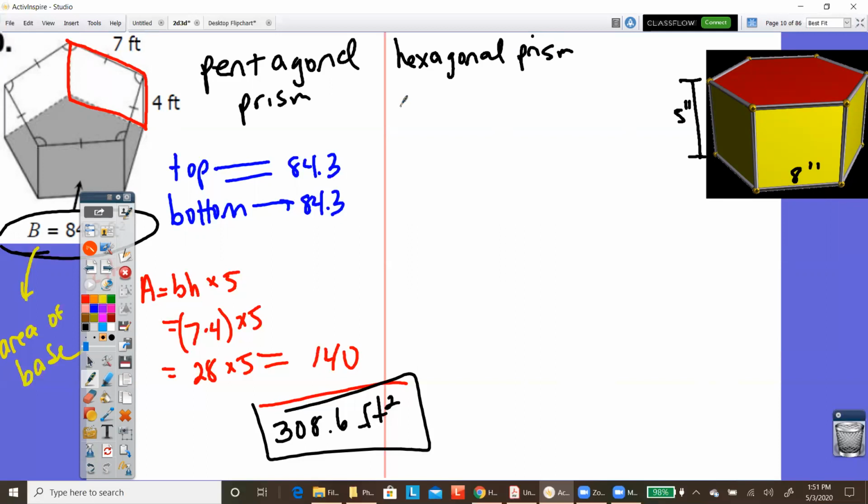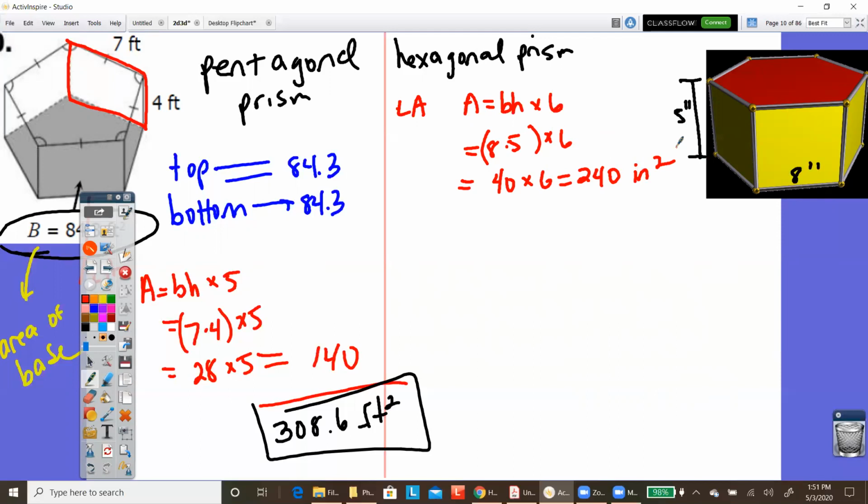So this time I'm going to start with the lateral area, only because it's going to be a little bit easier. To get the lateral area, like we did before, it's going to be the area of one rectangle times 6, because they're all going to be the same. This is a regular hexagon base, so times 6. So it'll be 8 times 5, and then that times 6, because there's 6 rectangles around. So 40 times 6 is 240 square inches. That's the lateral area, the 6 rectangles along the side. Now let's do the top and the bottom, the bases.